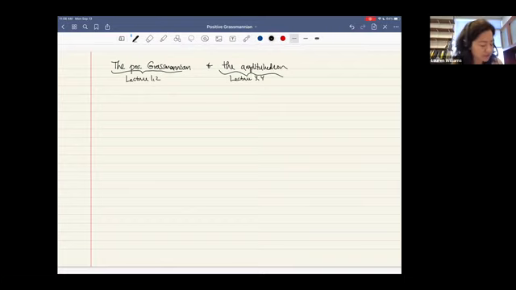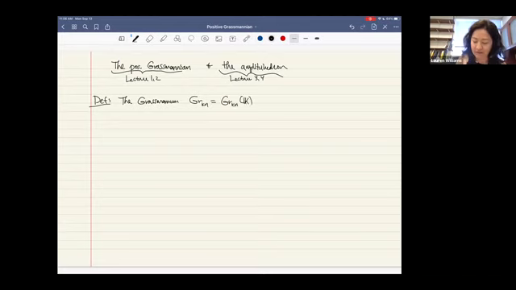So I'm going to start very slowly, and most of what I say in lectures 1 and 2 is fairly old and well known in these circles. But anyway, the Grassmannian, Gr(k,n), is the space of all k-dimensional subspaces of an n-dimensional vector space.